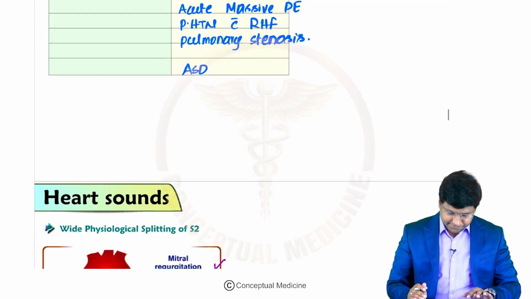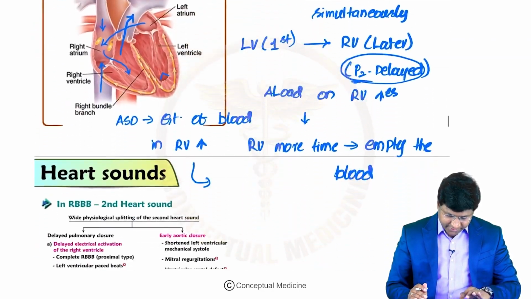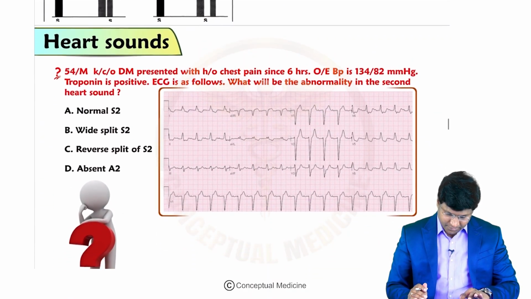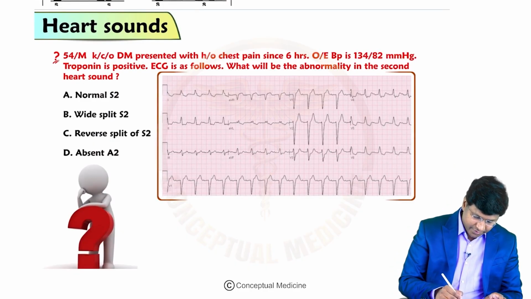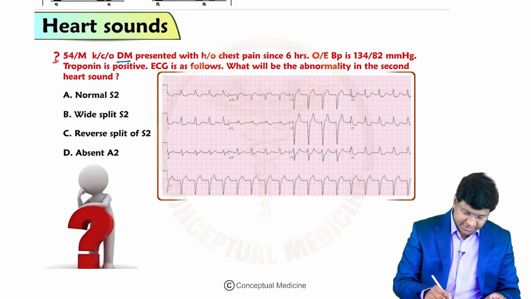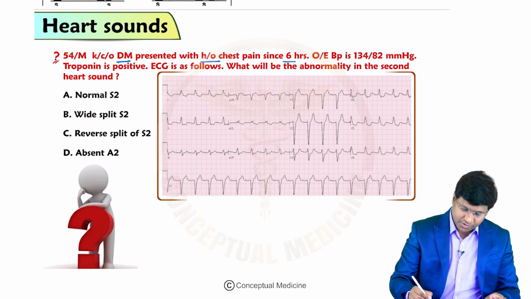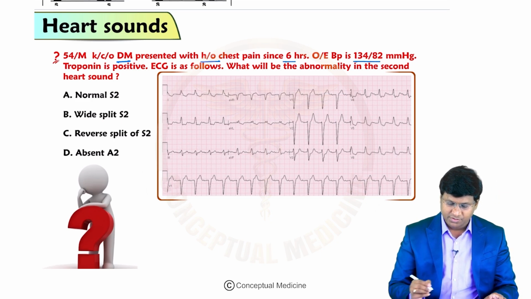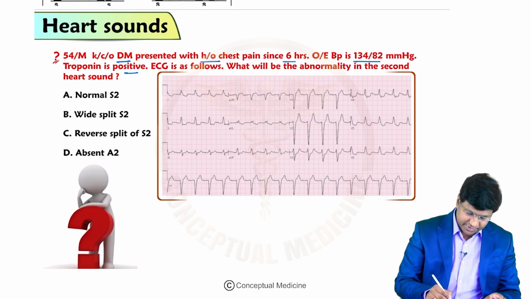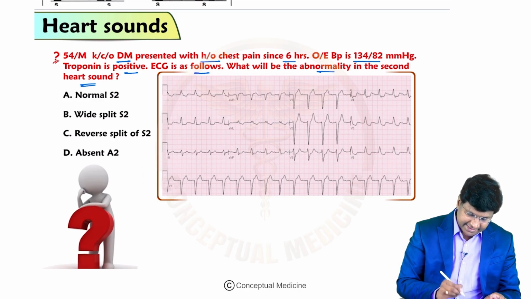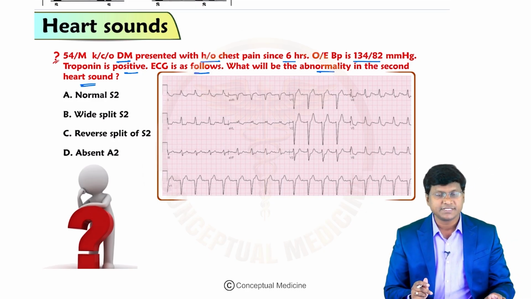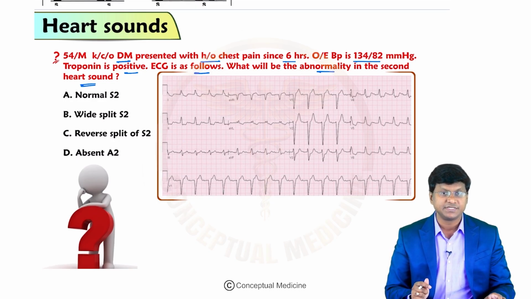Okay, next. Now you see this particular clinical scenario. A 54-year-old male, known case of diabetes mellitus, presented with a history of chest pain for 6 hours. On examination, the blood pressure is 134/82 millimeters of mercury. Troponin is positive. The ECG is as follows. What will be the abnormality in the second heart sound of this particular patient? Normal second heart sound, wide split second heart sound, reverse split second heart sound, or absent A2?